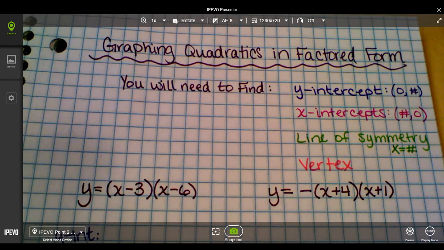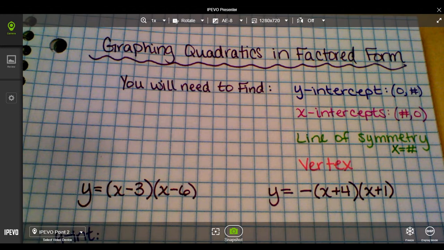Hello, everybody. I'm just going to walk you through a couple of examples of what we expect you to do when we ask you to graph quadratics in factored form. Now, we've talked about in class graphing when they're in standard form. We've talked a little bit about vertex form. Now we're going to talk about factored form. And what we really want you to see is how all of these different forms have a lot of similarities to them. The processes are very similar.